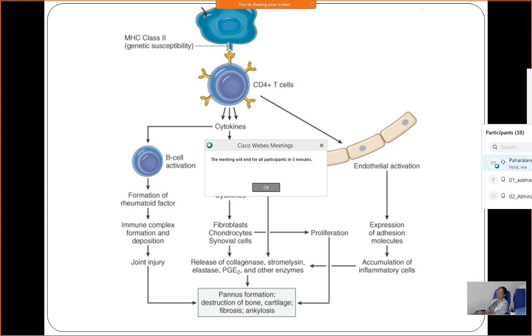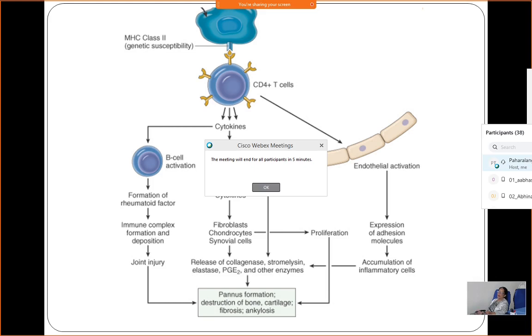And these CD4 helper cells will produce cytokines which can cause, on one side, activation of B cells, producing a lot of immune factors, especially the rheumatoid factor. And this rheumatoid factor goes and deposits in the joint as immune complex. And these immune complexes will cause inflammation, resulting in formation of granulation tissue and pannus formation, with the destruction of the bone, cartilage and fibrosis.